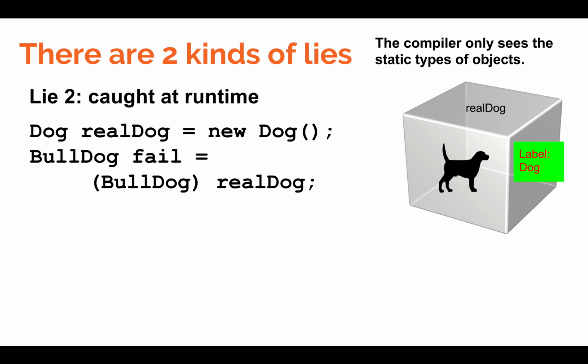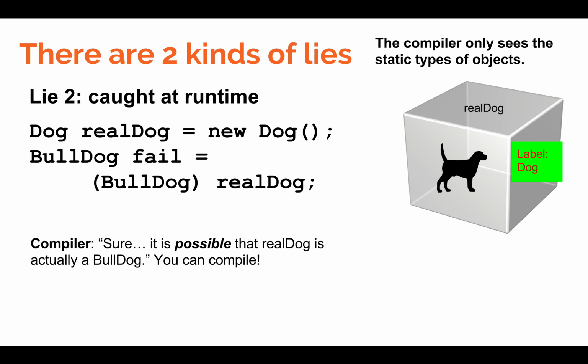And the reason is exactly what Jeff said. So the idea is that as long as it is possible that it is a bulldog inside real dog, this will compile. It'll compile just fine. Is that clear? All right. Compiler says, sure. What happens during runtime?